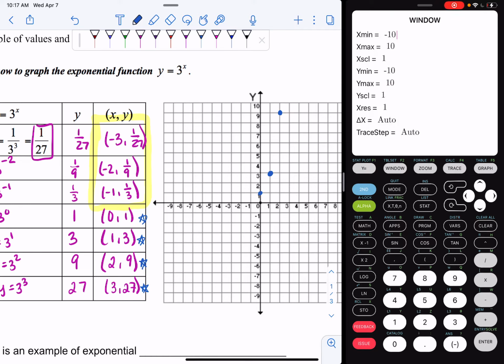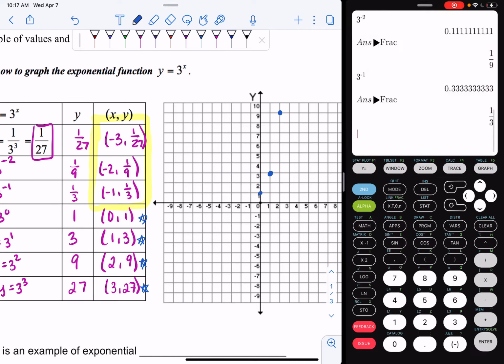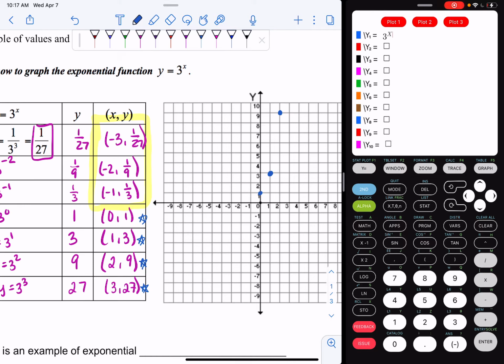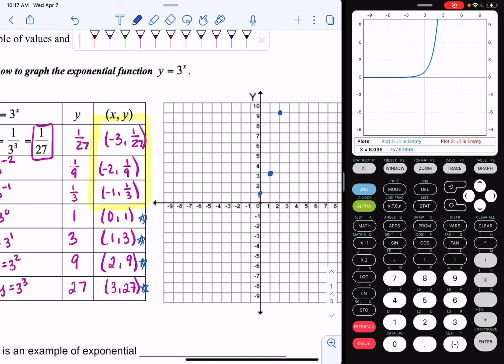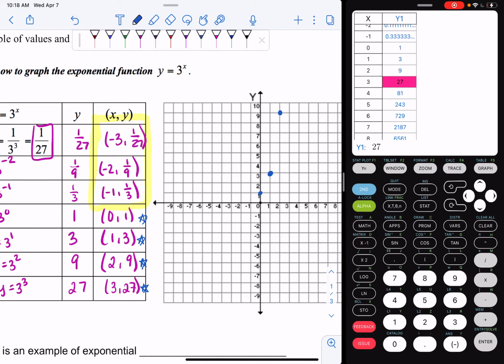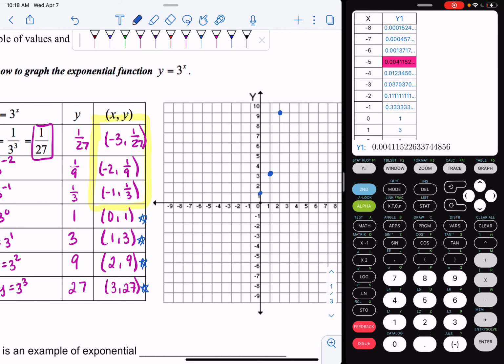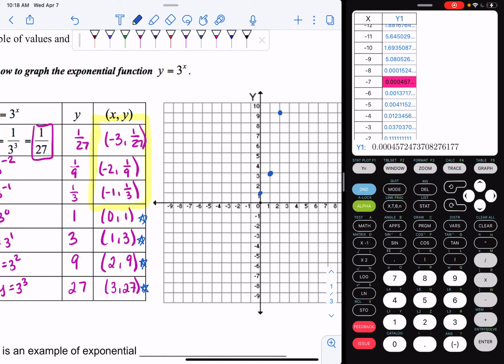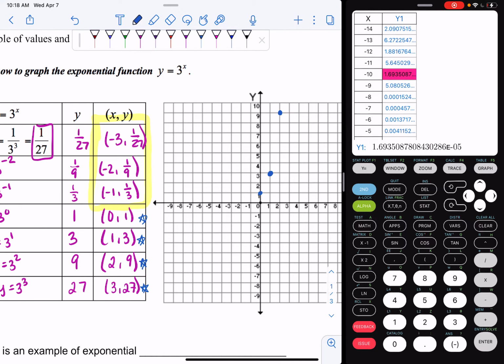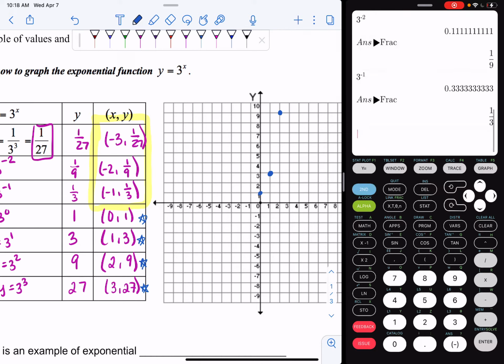But what I'm actually going to do is go back to my y equals, and instead of hitting second graph, I'm going to hit graph. If you look, my graph looks like it's touching 0. However, it's never going to touch 0, and here's why. I'm going to hit second graph, and if you look, I never hit 0. I just get very close to 0. So we're going to make sure that our graph doesn't touch 0.